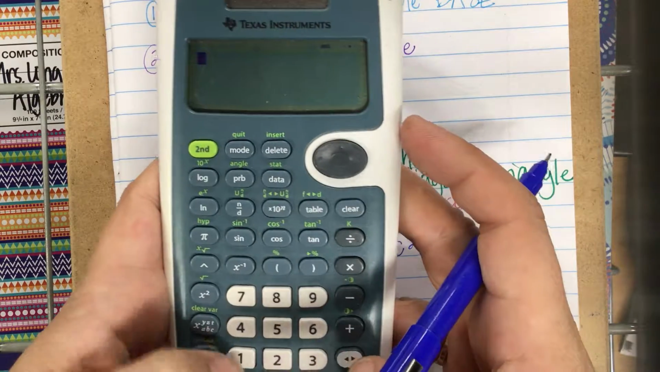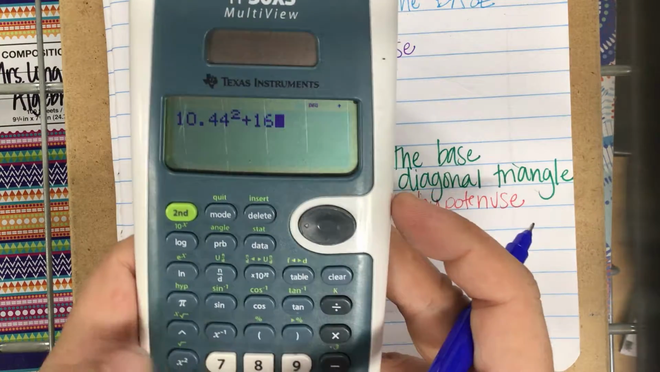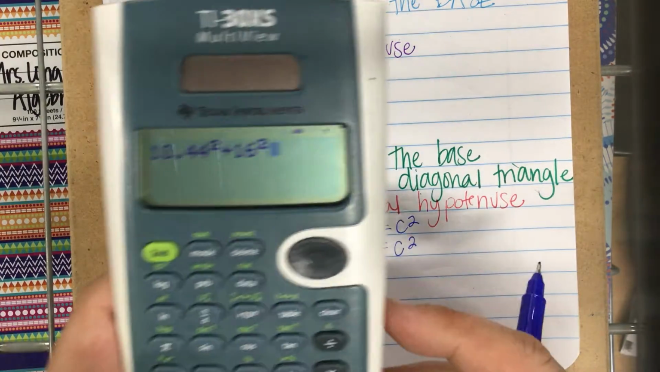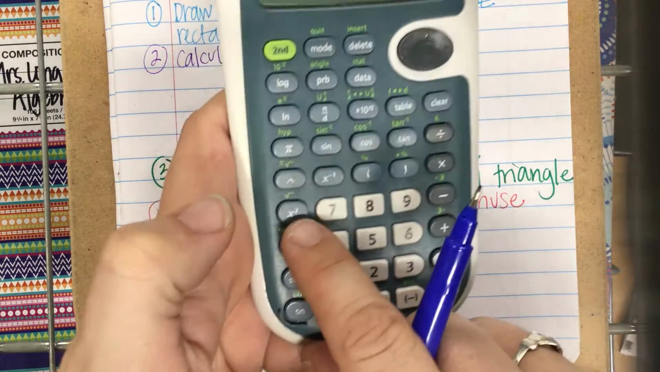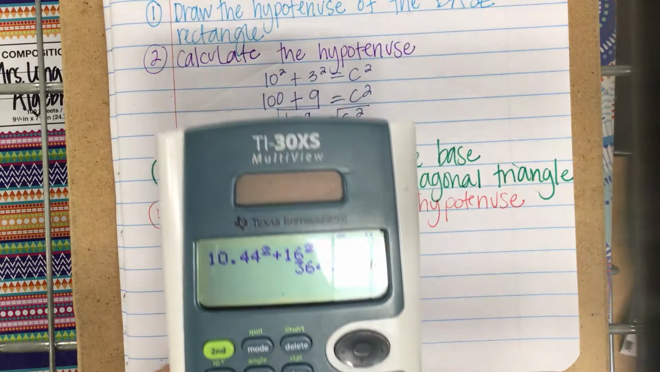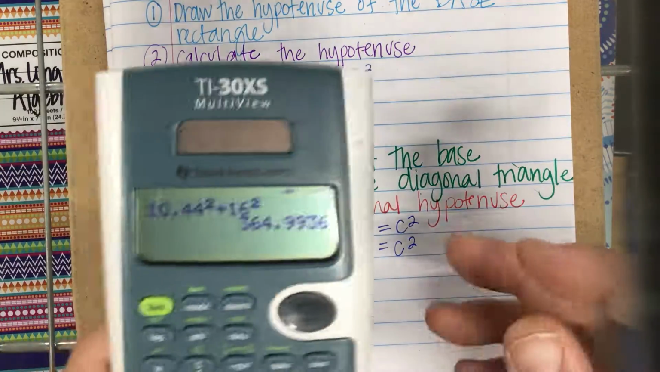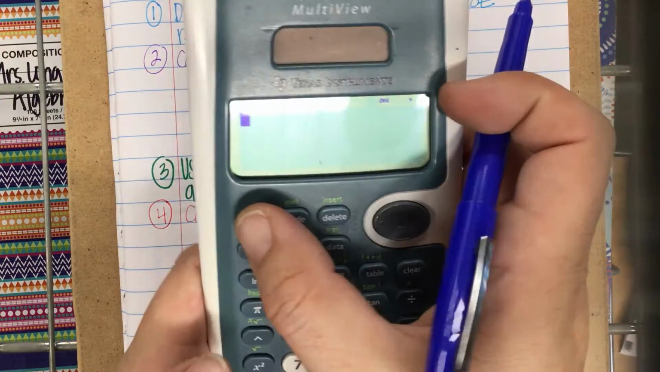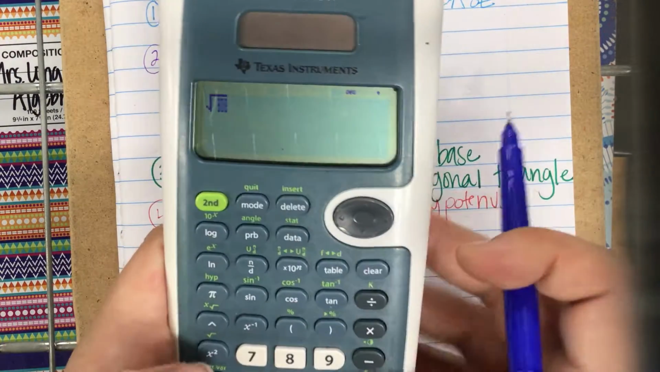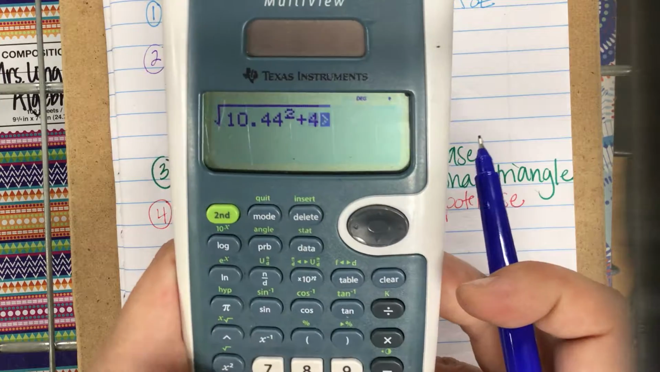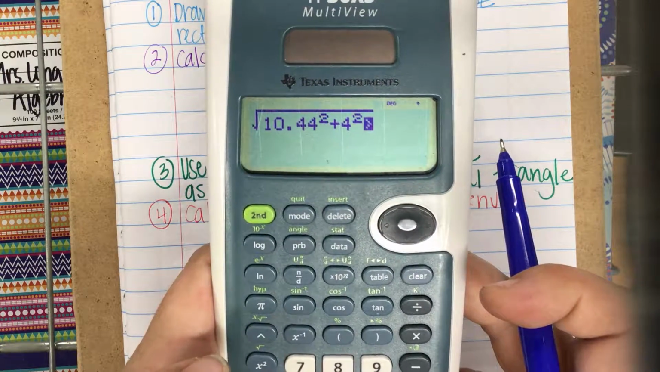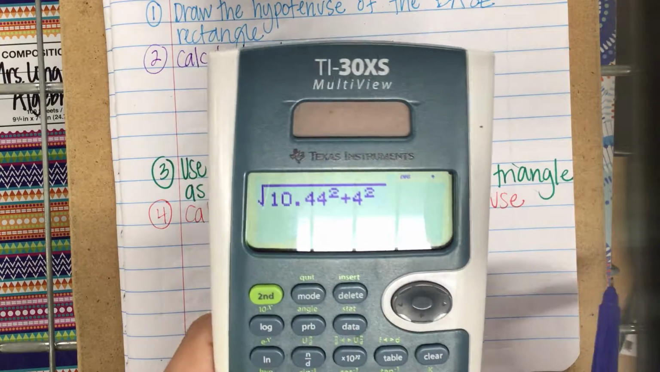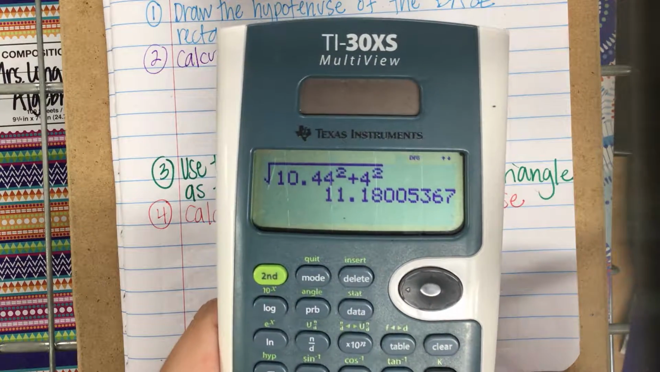Like this. 10.44 squared plus 4 squared, if they're together, right? The little button that has an X squared next to the 7. You can even take it one step further. Because I'm solving for the hypotenuse, I simplify even more. I do the square root of 10.44 squared plus 4 squared. Because I know that I'm going to have to square them, add them, and square root them. Gives you the same answer.